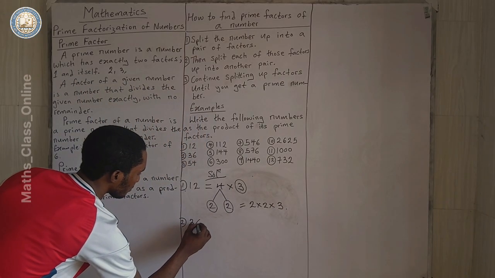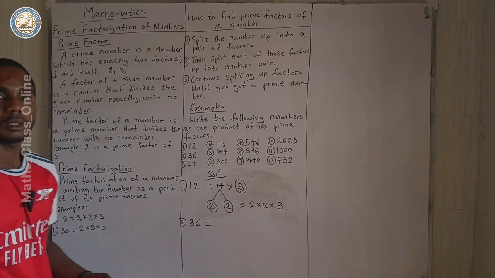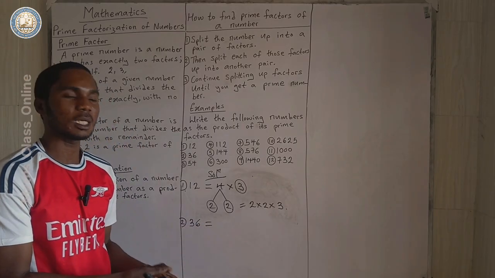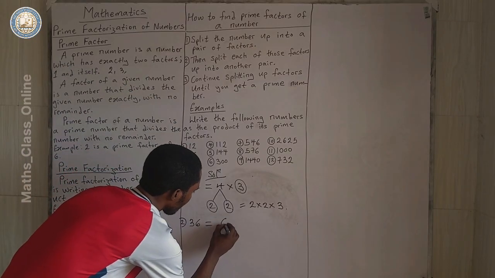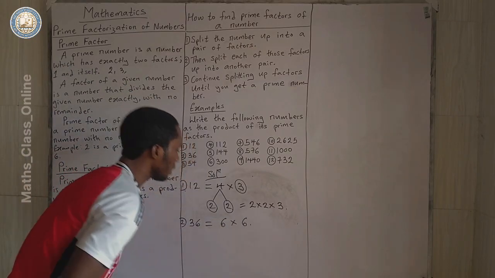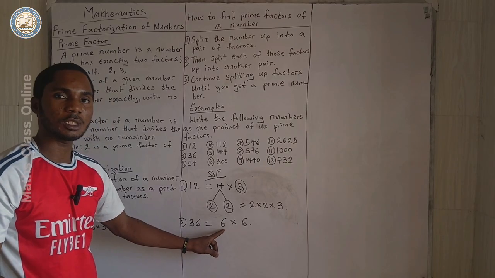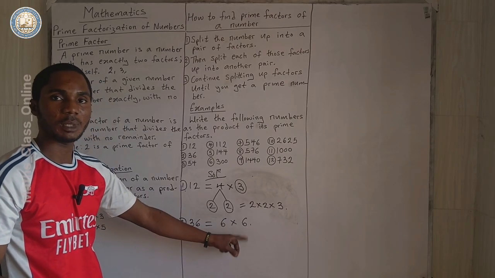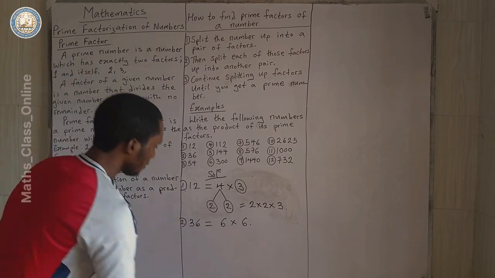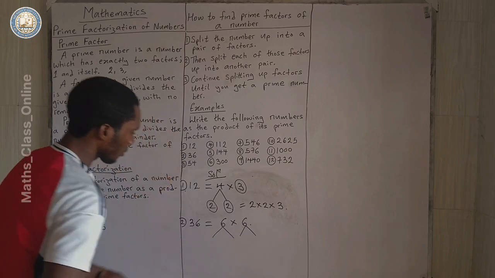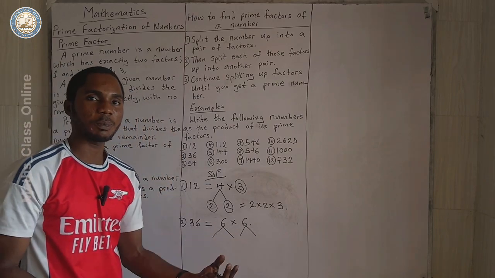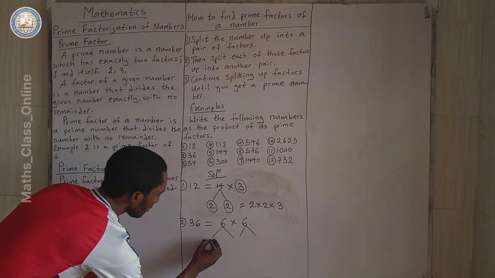Next example, we have 36. Two numbers that will multiply together that will give us 36. 6 times 6. 6 is not a prime number. That means we are going to split them. Two numbers that will multiply to give us 6. 2 times 3.